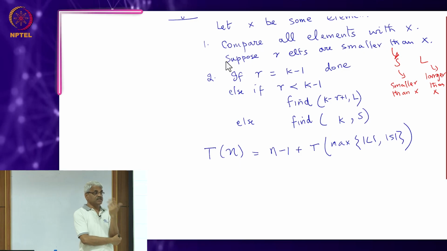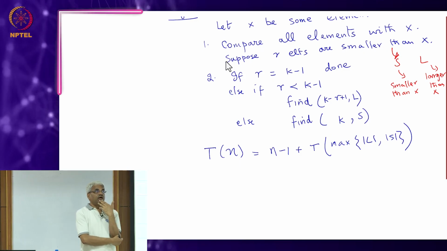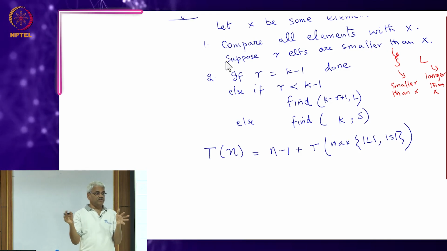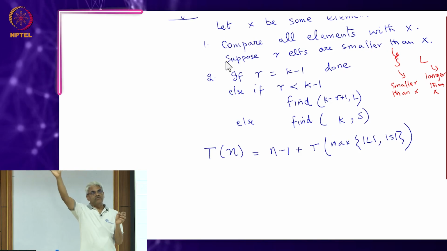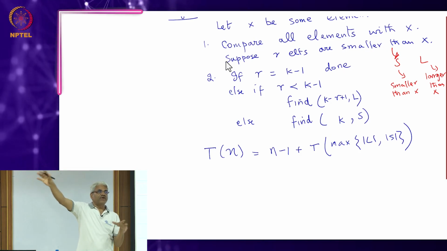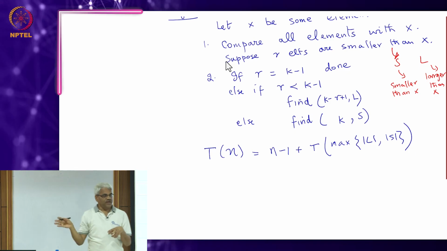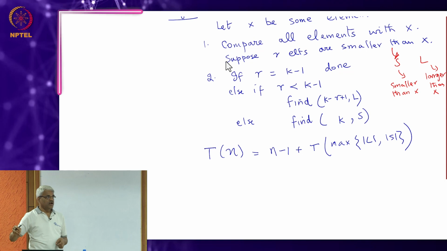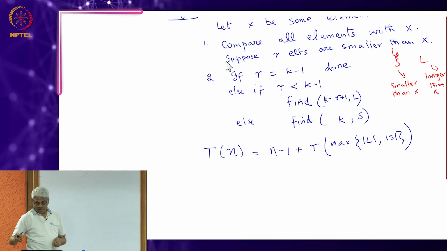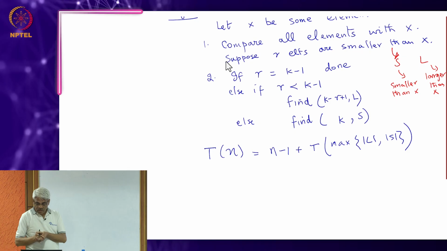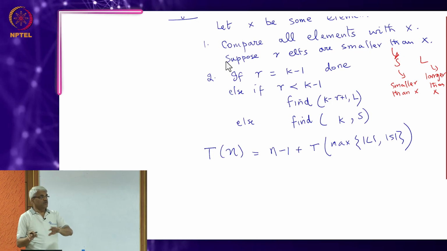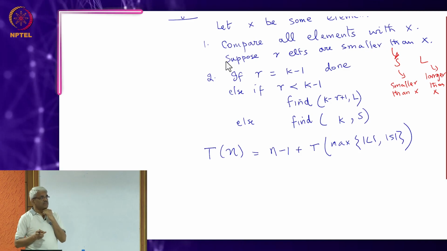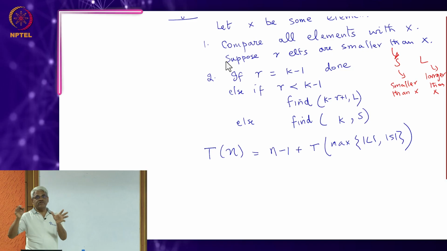If x is the smallest element, for example, then there is nothing on the left side and everything is on the right side, and maybe I am looking for some 400th element or something. So then what would be the recurrence? N minus 1 plus T of n minus 1, because the only thing I have removed is x, everything else is there. What is the solution to that recurrence?